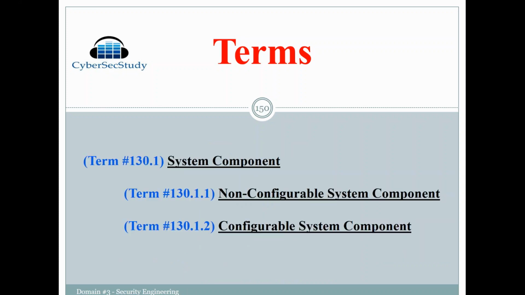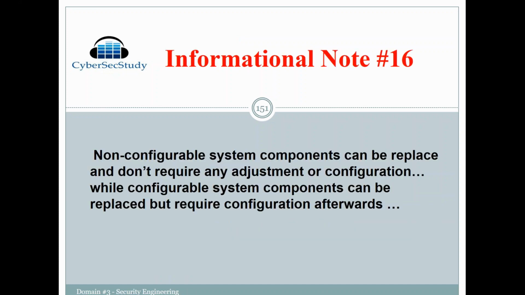So system components are the hardware, firmware, and or software used to operate a system. And again, some can be configurable or non-configurable. Some non-configurable components of a computer system would be the RAM. If that goes bad, you simply take it out, replace it, reboot the system, and keep going. If the operating system crashes, you get that frown, the Microsoft blue screen of death, and you need to reinstall the operating system and then reconfigure it. Non-configurable system components can be replaced and don't require any adjustment.